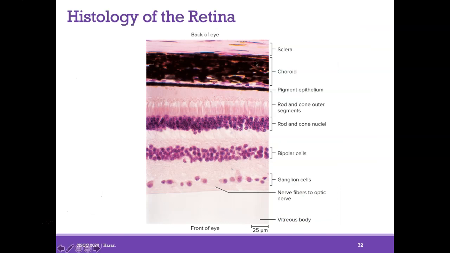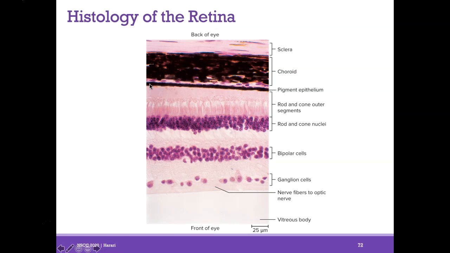So here's a nice picture. This is the front of the eye. This is the vitreous body. This is the retina. This whole area from here to here is the retina. And within the retina, here's our ganglion cells. Here's some bipolar cells. You can't see the horizontal cells, they're not stained. The rods and cone nuclei are over here. These are the outer segments of the rods and cones. And this is that melanin-rich pigmented epithelium.